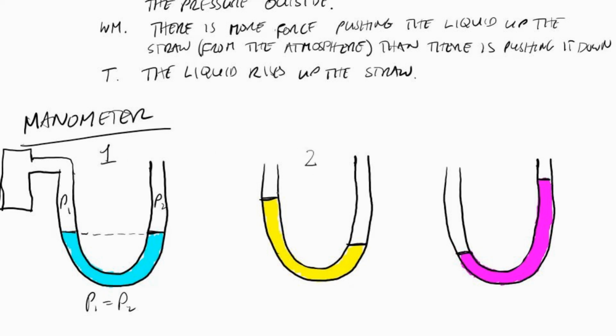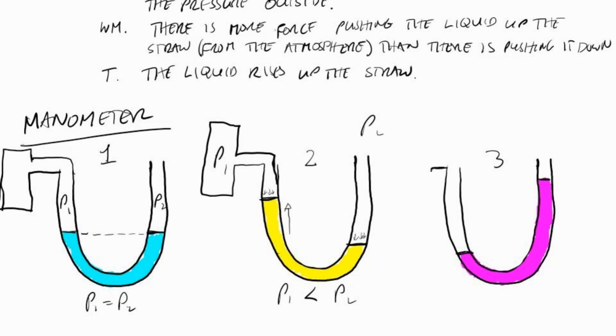So look at situation 2. What you can see is that the liquid on the left is higher up. It's been pushed up. It's been pushed up because there's more collisions on the right hand side with the surface of the liquid, more pressure than there is on the left hand side. So it gets pushed up. Now, this can happen, same as in a straw, when the pressure in our box is smaller. P1 is smaller than P2. So there's lower pressure.